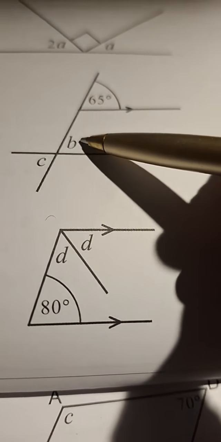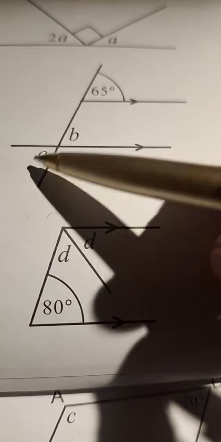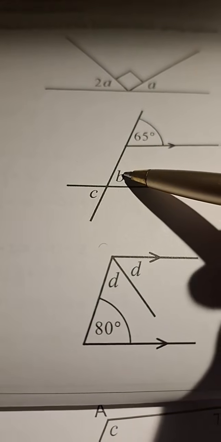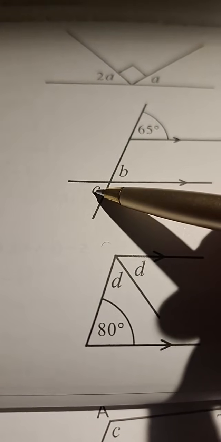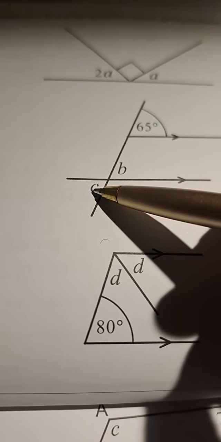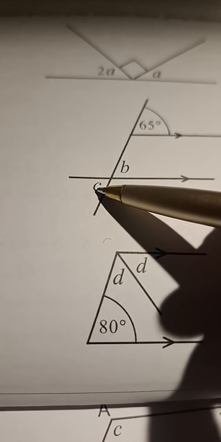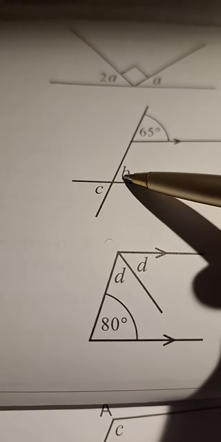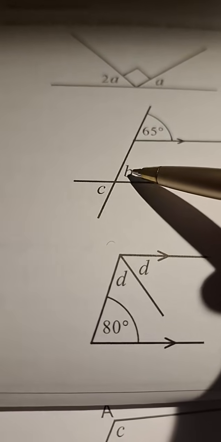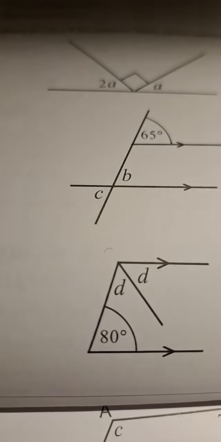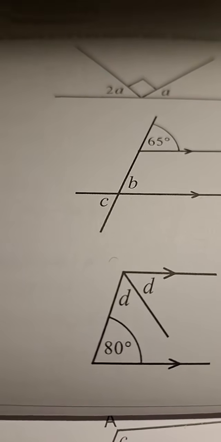So I update, I write 65 there. Then I see that 65 and I look, oh, 65 has a relationship with C. What is the relationship of this 65 that I have there with C? C is equal to 65 degrees. C is equal to B indeed. C is equal to B, which is 65 degrees. What's the reason? Vert op angles equal.